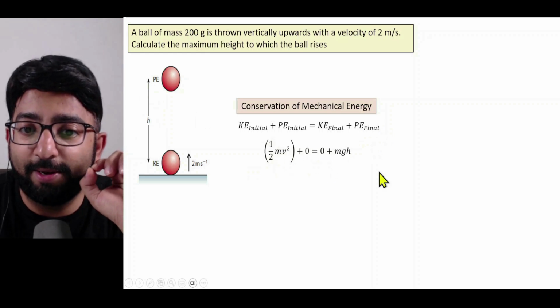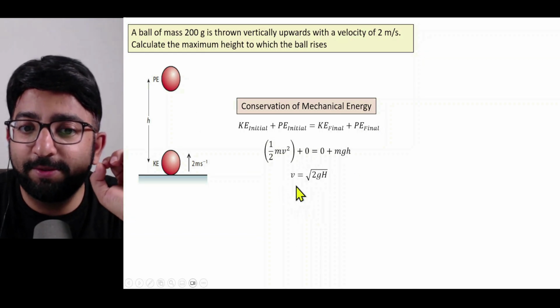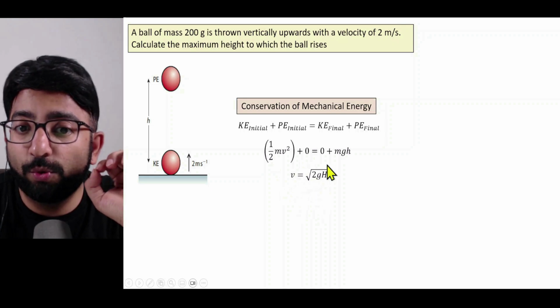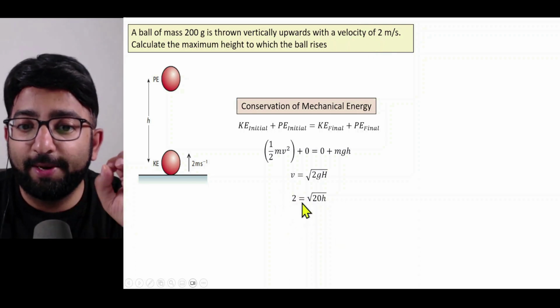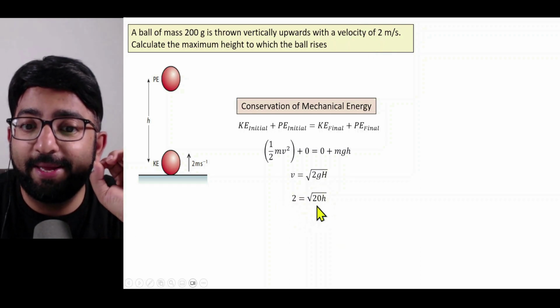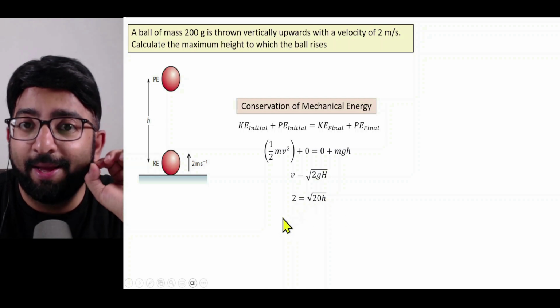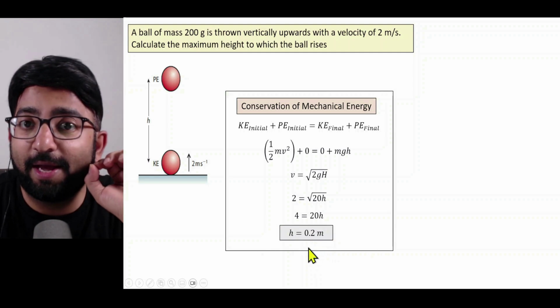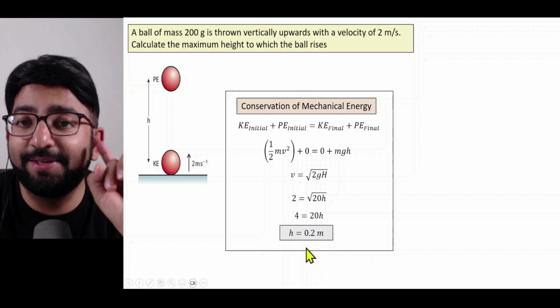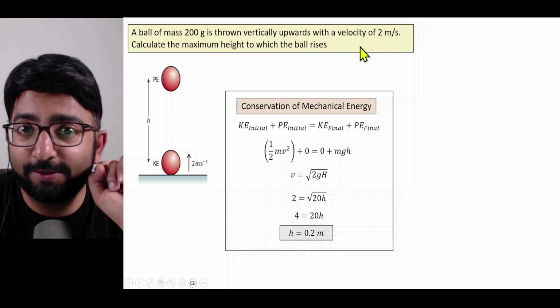So let's put all the values in. And now let us simplify this equation. We will get v is equal to square root of 2gh. Now the value of v is given as 2 meters per second. So let us put the values in, and the value of g will be taken as 10. So this is the equation. And now if we try to figure out the value of h, we will get h as 0.2 meters. So this is the first method to solving this question.